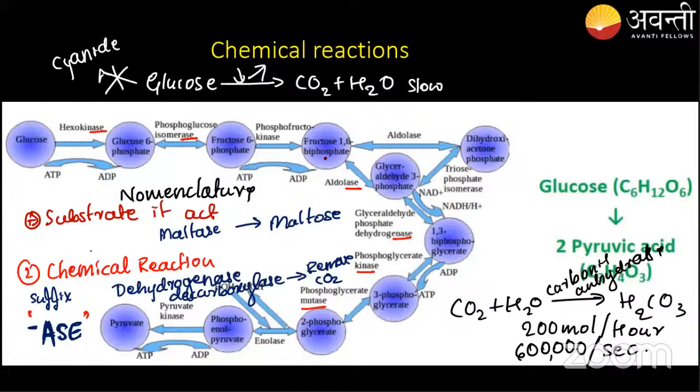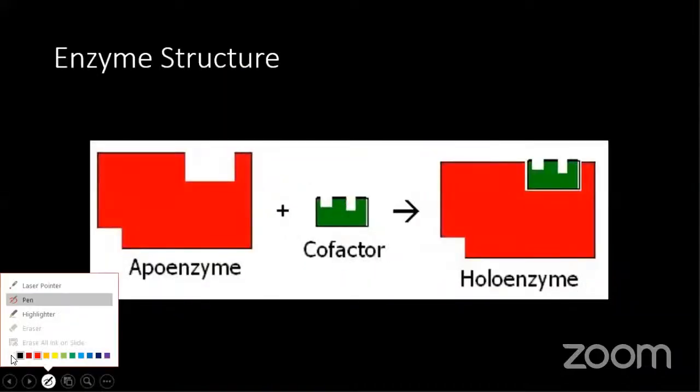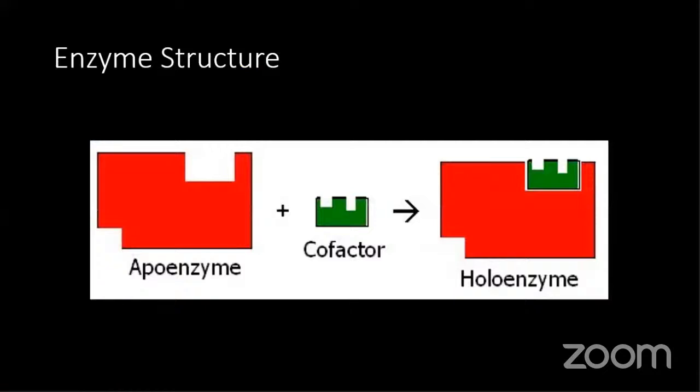Okay, so next one will be the enzyme structure. How is the enzyme structured? This is very simple. The enzyme, I can write it something like this, but it is not always like this. The enzyme is made up of protein, we know that. But this is not always an active form. Sometimes it needs something else to make it an activated form.